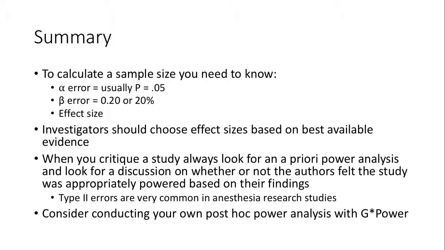So in summary, to calculate a sample size, you need to know the alpha error, the beta error, and the effect size. And investigators really should choose their effect sizes based on the best available evidence. And sometimes it's really just our best guess of what we think the magnitude of the effect is that we expect to see. And there's a lot of assumptions that we make and factors we have to consider, including logistics, time, and money.